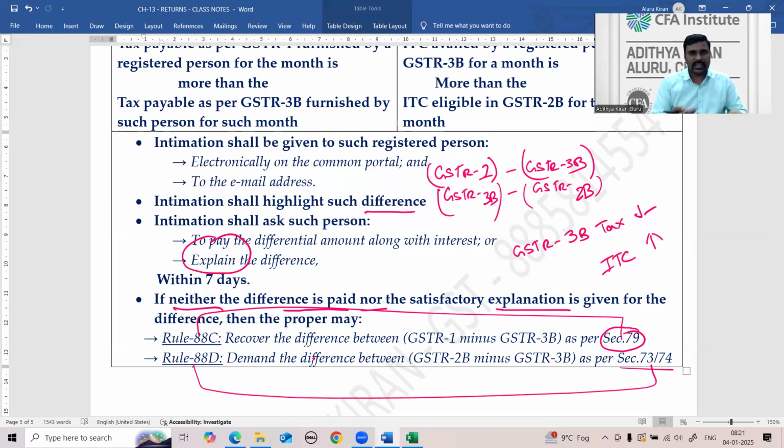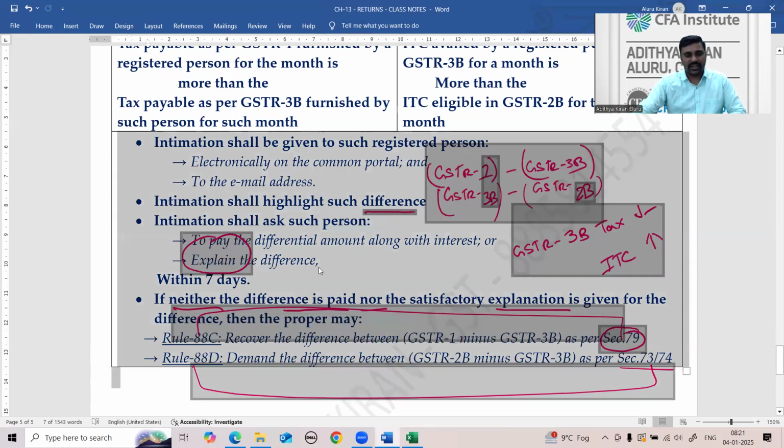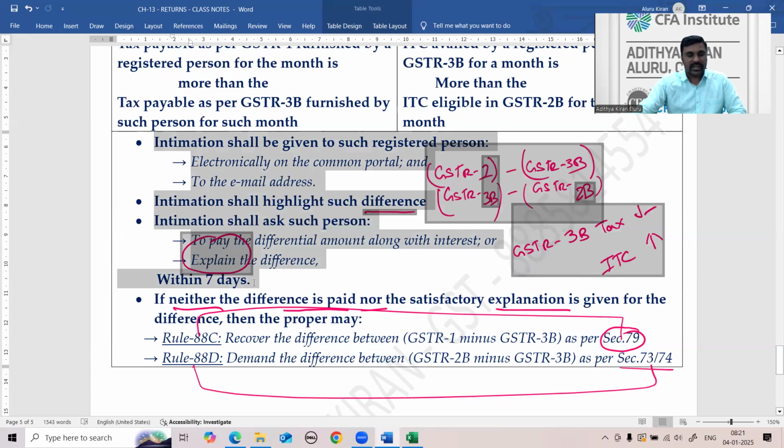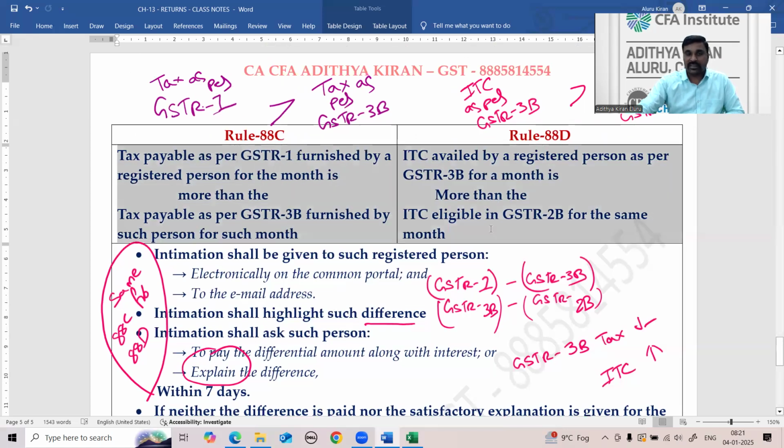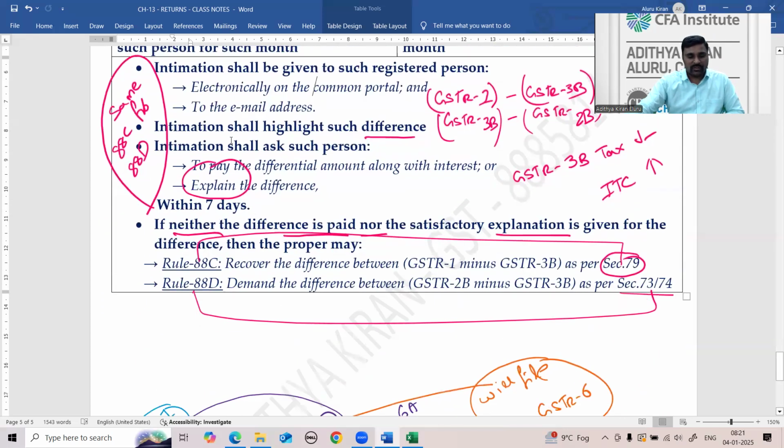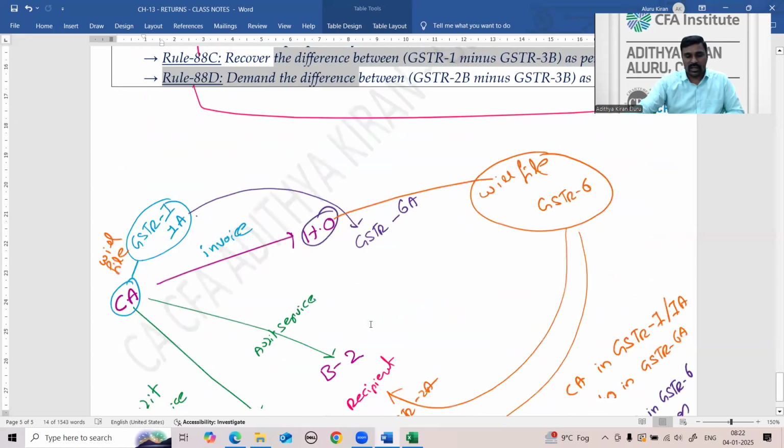The remaining points are the same. Intimation is given, asking them to pay; that is the same. The action taken will be different. If you have defaulted in Rule 88C, action will be taken as per section 79. If you have defaulted in Rule 88D, action will be taken as per section 73 or 74. This is the common procedure for Rule 88C and 88D. Only the reason why the intimation is given will be different, and thereafter what they have to do, and if they fail to do so, how the action will be taken against them.